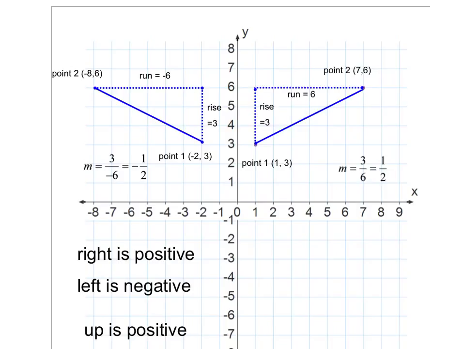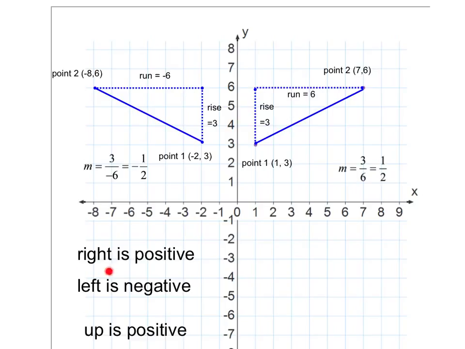Now, why is this one negative? If I move from this point to this point, my rise is down 3, right? And my run is +6. So that would be -3/6. Or if I go from this point to this point, my rise is 3 and my run is -6. Either way, I'm going to get a slope of -1/2.